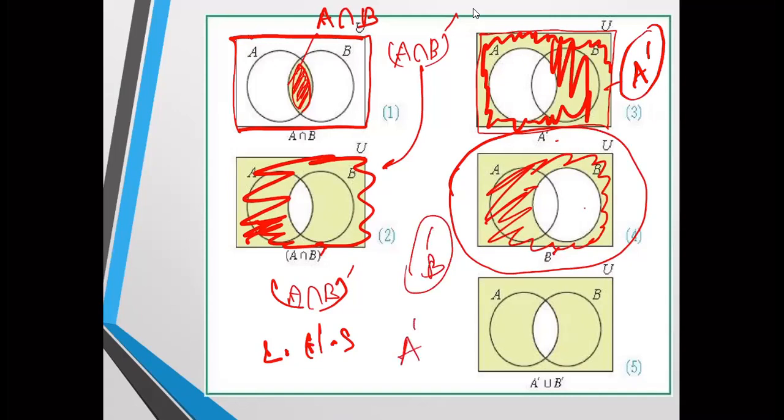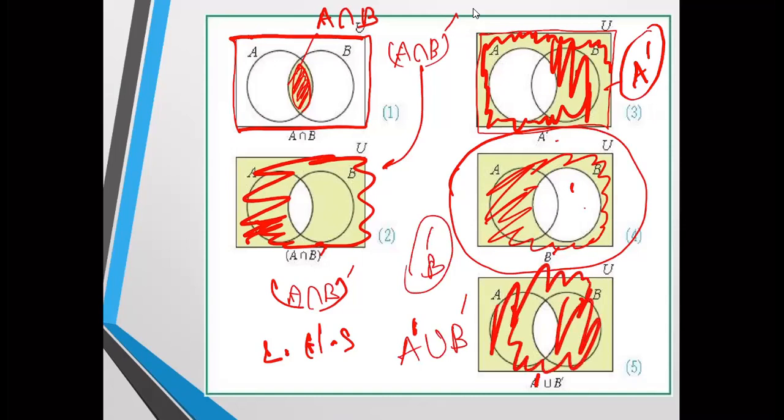Now what about A dash union B dash? A dash union B dash, or A dash or B dash. You have to add these two regions, no? To find A dash union B dash. Then it's going to be A dash union B dash. This region.